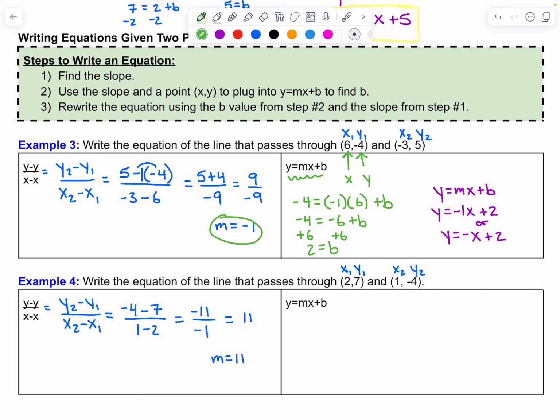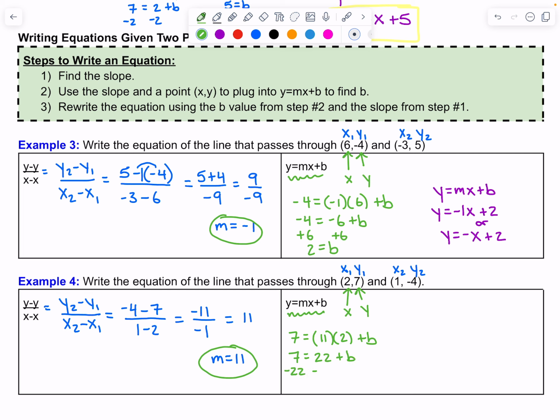Then I just need to pick one of the 2 points to use. I'm going to pick the first one since those are positive numbers. They look easy. So that'll be my x and my y. And 11 was my slope. So I'm going to fill everything in to help me find the b. So y is 7. And that's equal to my slope, which is 11, my x, which is 2, and then I'm going to solve for b. So then 7 would equal 11 times 2, which is 22, plus b.